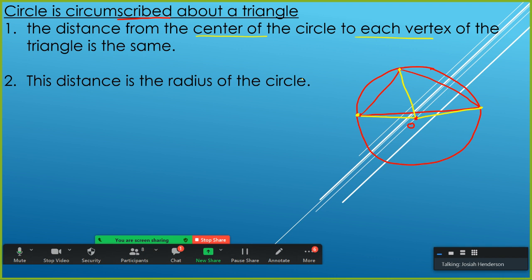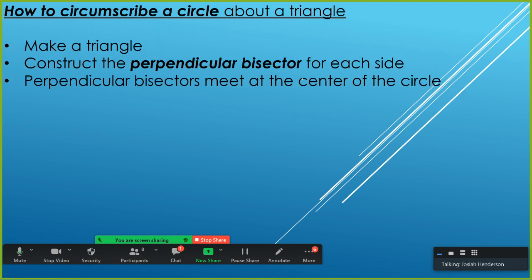Now, how do we make a circumscribed circle? It's similar to what we just did. We make our random triangle, but this time we're using the perpendicular bisectors for each side. So we're not bisecting the angles of the triangle, we're bisecting the sides themselves perpendicularly. And these lines meet at the center of the circumscribed circle.